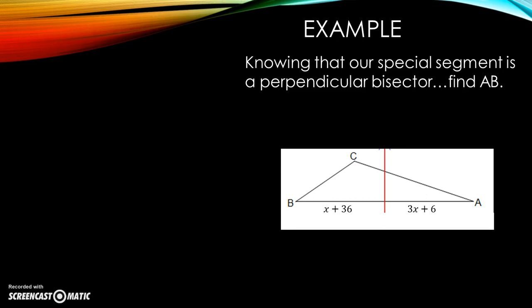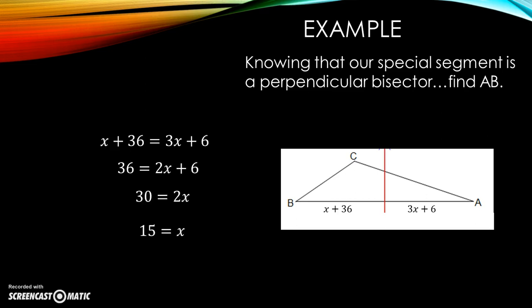This time we know the two segments are equal. X plus 36 equals 3x plus 6. Subtract x, you get 2x. Subtract 6, you get 30. X equals 15. Wants to know how big is AB. So we substitute 15 in. 15 plus 36. And then we double that to get the whole thing, which is 102.